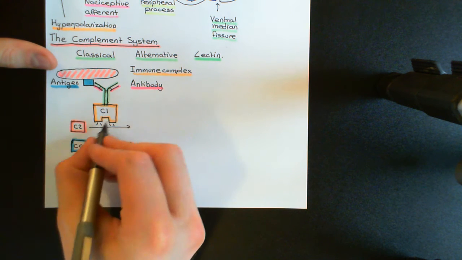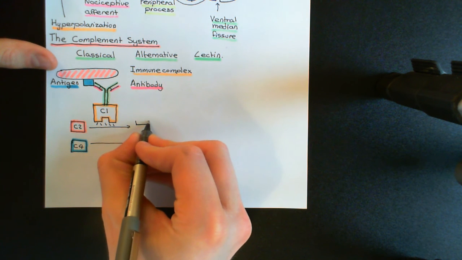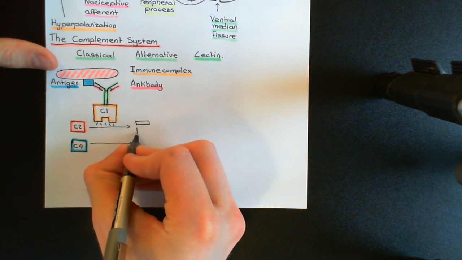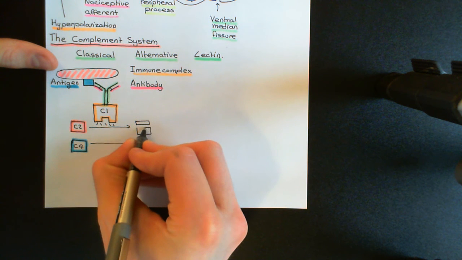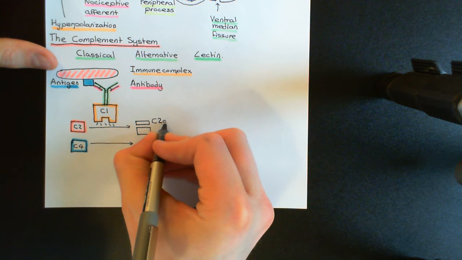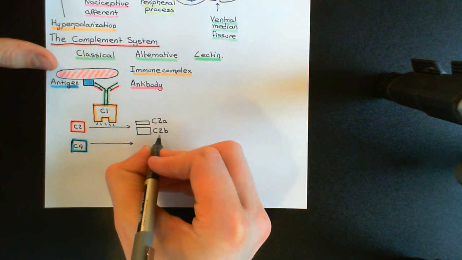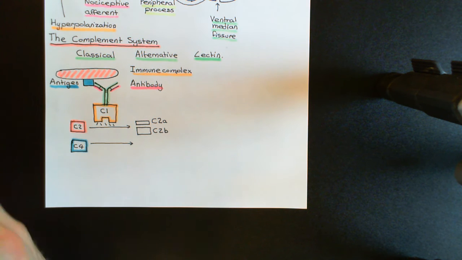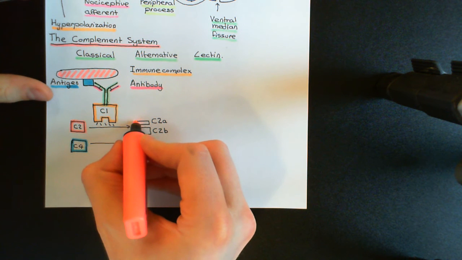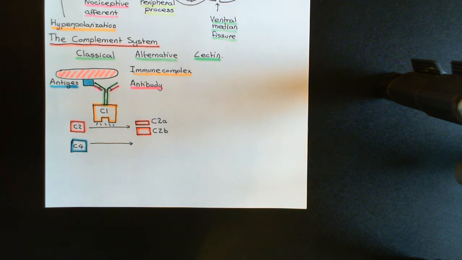So C2 proteins near the C1 are going to be broken down into two fragments, one small fragment and one large fragment. Now the small fragments are known as A fragments, so this is C2A, and the large fragment is known as a B fragment, so this is C2B. And I'll come back and talk in just a moment, after I've drawn it out for C4 as well, about a warning here about names for C2's fragments.